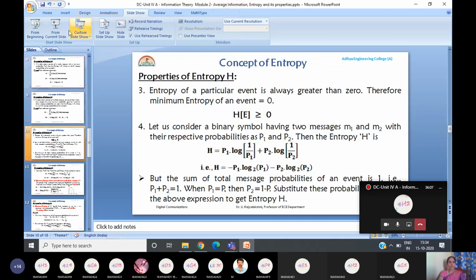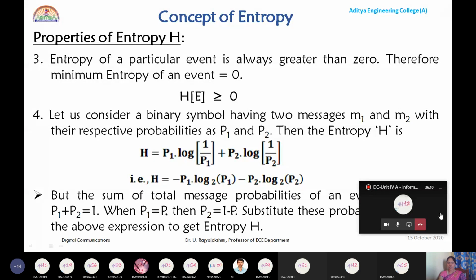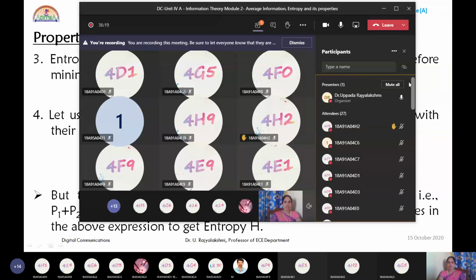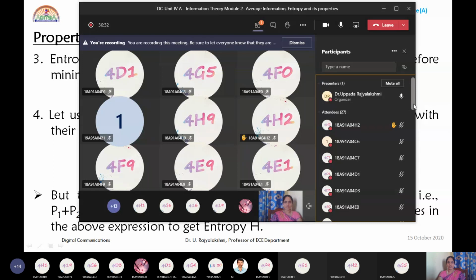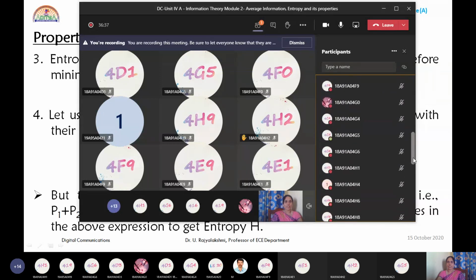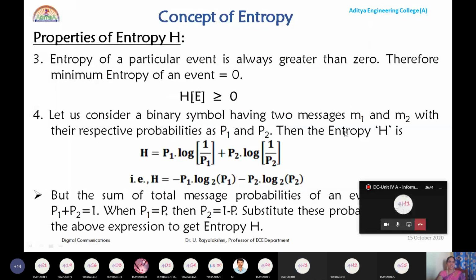Now, who will read the third property? Please raise your hand. Who will read? H1, H1. Yes, ma'am. Okay, please read the third property.